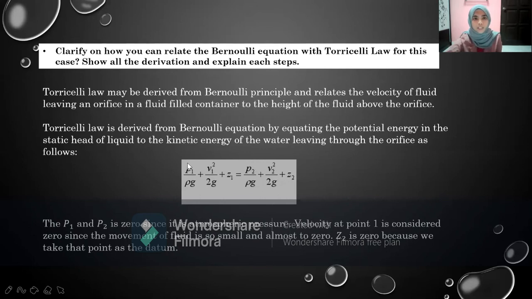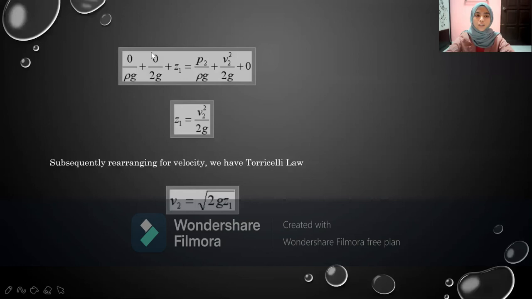Okay, so we know the pressure P1 and P2 is atmospheric pressure, which we can indicate as 0. Then V1 is also 0 because the movement of the fluid is small. Then Z2 we take as the point of the datum, which makes it 0. So P1 is 0, V1 is 0, P2 is also 0, and Z2 is 0. So we have Z1 equal to velocity 2 to the power of 2 over 2 times gravity.